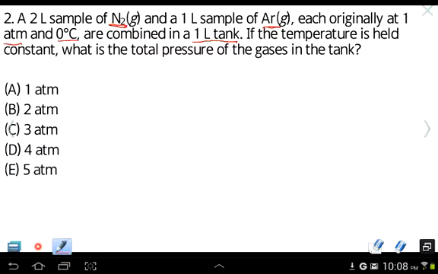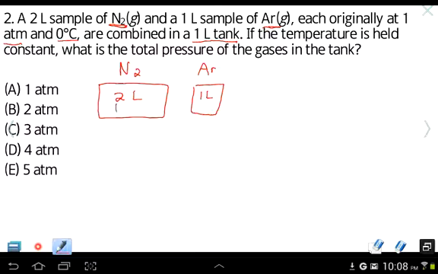So we have a tank with N2, and this is 2 liters. Then we have a tank of argon, 1 liter, and both of them are at 1 atmosphere. This one's 1 atm and this one's 1 atm. Now we're going to put them together and combine them in a new 1 liter tank. And they want to know what is the pressure.